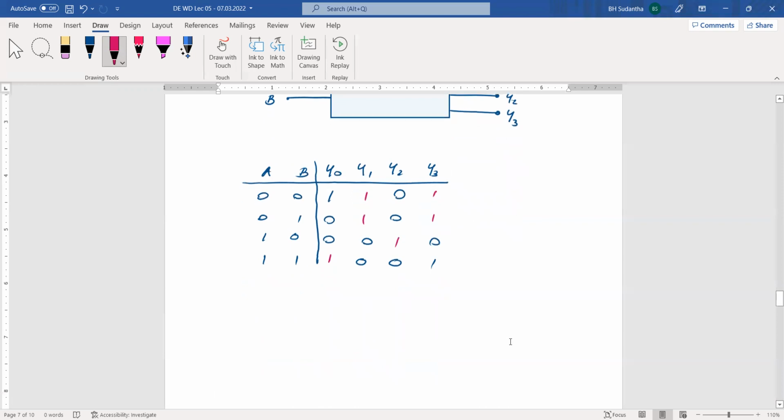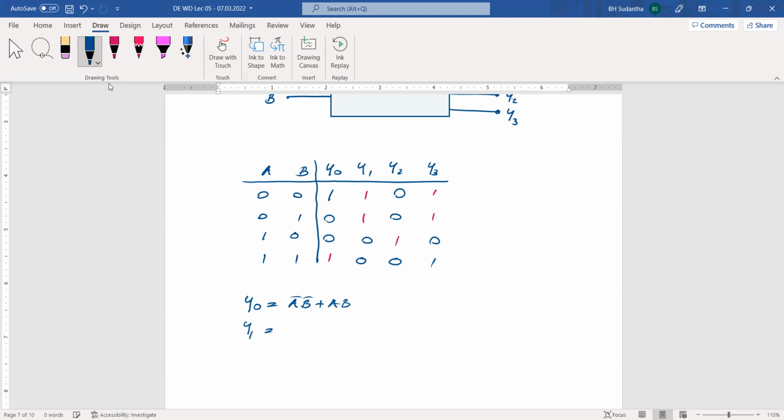Then how can we make this one? Like previous ones, we can write the output equations. Y0 is A bar B bar. Y1, we now have 3 ones: A bar B bar, A bar B. Y2, there is no change: A B bar. Y3, we have 3 terms: A bar B, A B, and so on. Now we can minimize these equations.